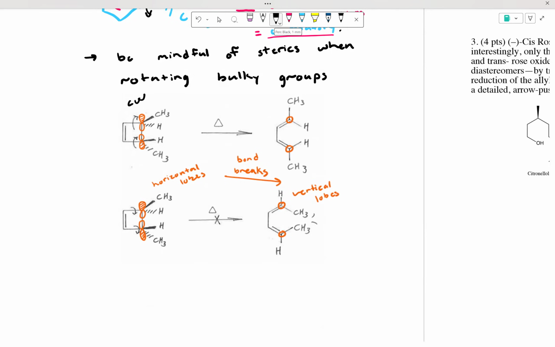On the bottom example, if we rotate it counterclockwise, we can see that the methyls are going to be on the inside, but then they're going to interact with each other, which is very bad, because the hydrogens on the methyl groups are going to repel each other because they're kind of in the way of each other.